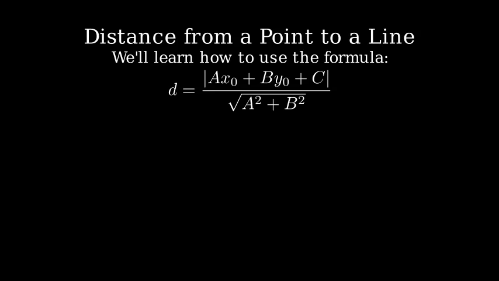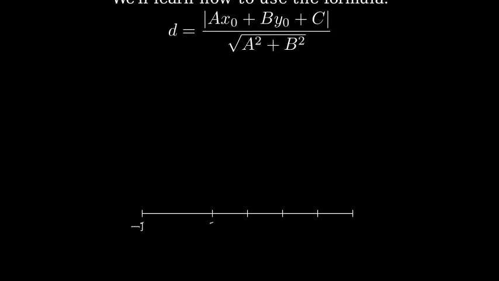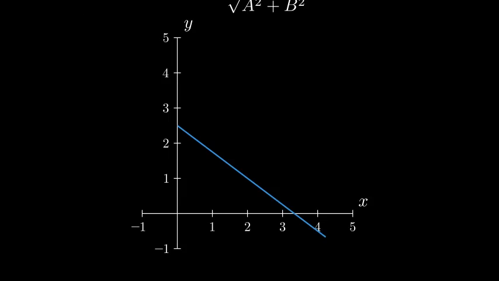Let's start by understanding the problem visually. Suppose we have a line with the equation 3x + 4y - 10 = 0 in the coordinate plane, and we want to find the distance from the point with coordinates (2, 1) to this line.